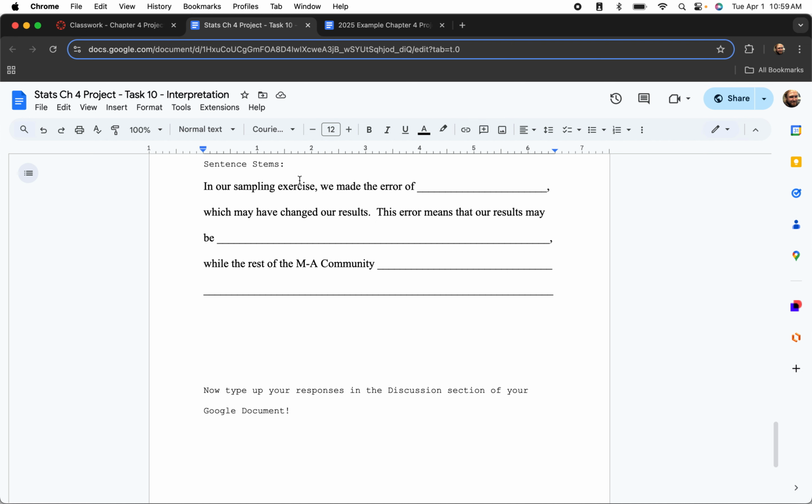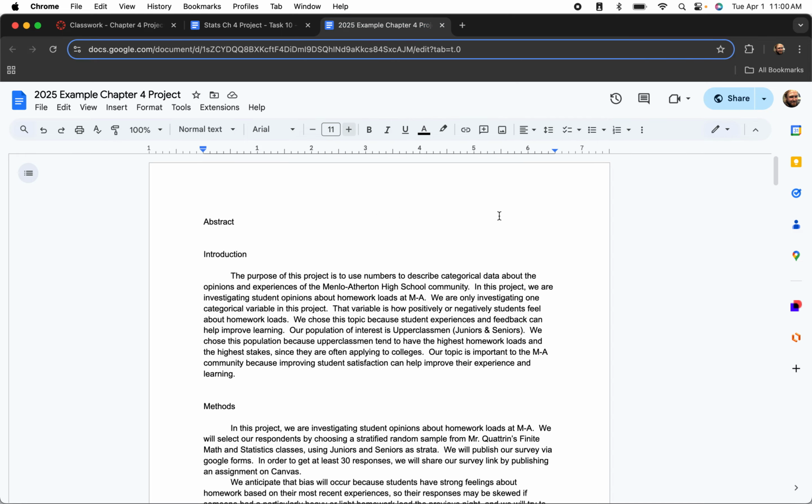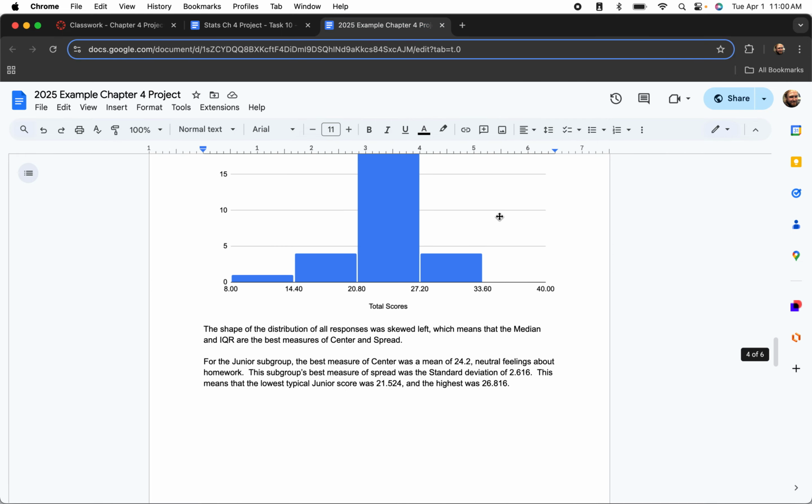So you can also take this and say that in our sampling exercise, we made this particular error, which means that our results might be a little bit different for some particular reason. So we'll take a moment, and while we are doing this, I am opening up the same sheet on another screen so that I can read this at the same time.